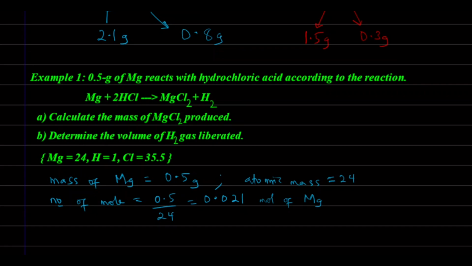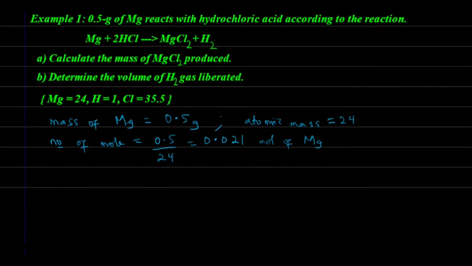Since the question did not say we should solve for the mass of HCl, we are not going to compare magnesium with HCl, but we rather compare magnesium with the product that we have to solve for, which is magnesium chloride. So we say that from the balanced chemical reaction, as we know, 1 mole of magnesium is giving us 1 mole of magnesium chloride.